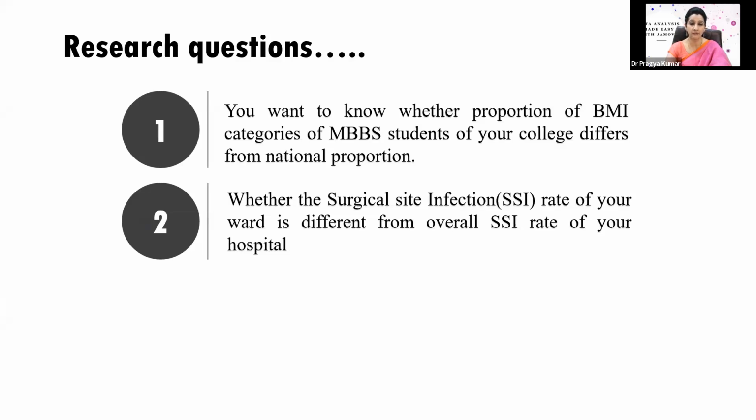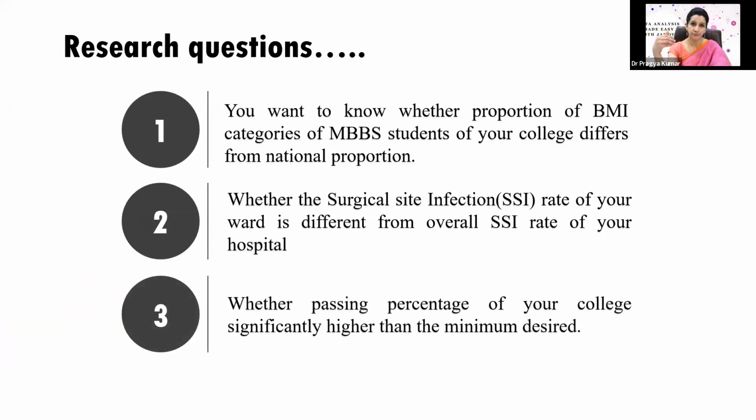So I will have data of my hospital, and if I want to see whether my ward is having a lesser surgical site infection rate than the hospital or more than my hospital, is that proportion statistically significant or not? Then also I may use this chi-square test of goodness of fit.